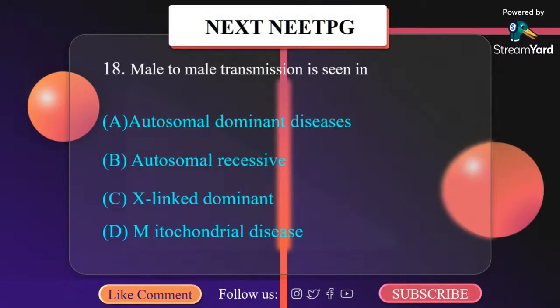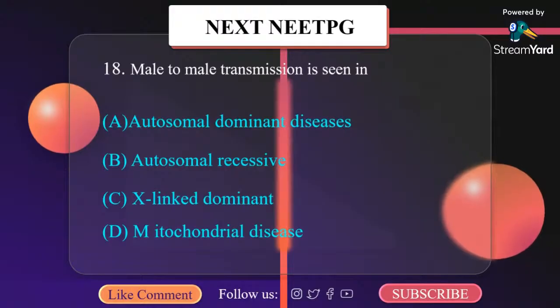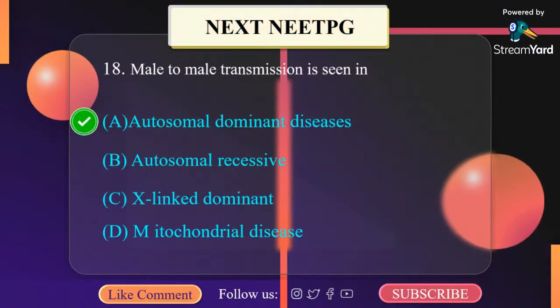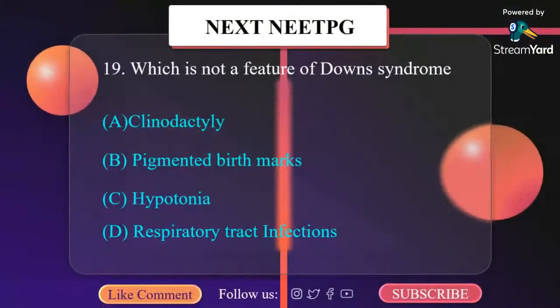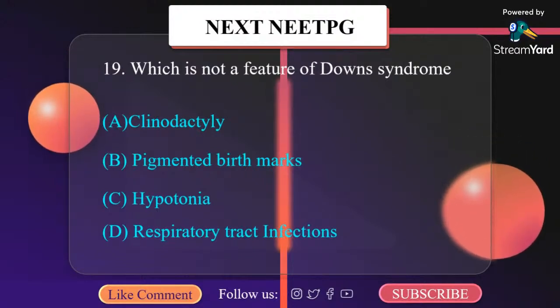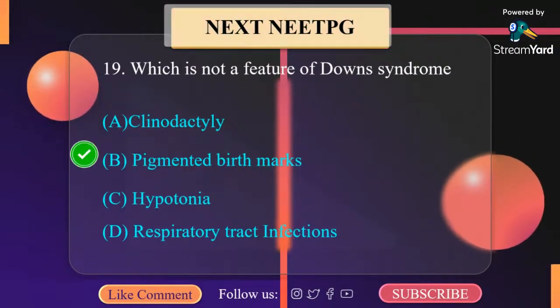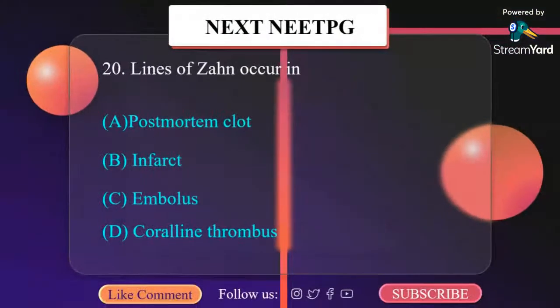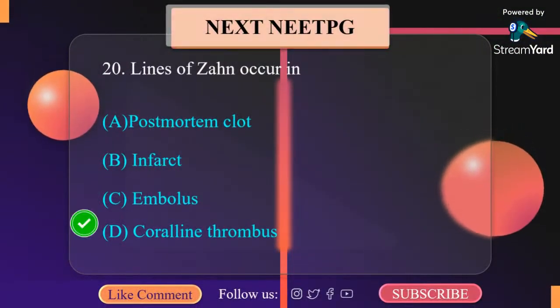Male-to-male transmission is seen in A. Autosomal dominant disease, B. Autosomal recessive, C. X-linked dominant, D. Mitochondrial disease. Autosomal dominant. Which is not a feature of Down syndrome: pigmented birth mark, hypotonia, respiratory tract infection. Lines of Zahn occur in coralline thrombus.